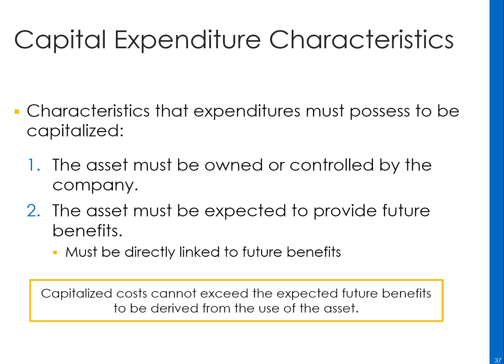But there's a limit. We cannot put everything into the cost of the PP assets. What kind of cost can be added to PP assets? These are the capital expenditures. We call them capital expenditures. They can be added to the cost of those PP assets. How to be a capital expenditure? The asset must be owned or controlled by the company. The asset must be expected to provide future benefit. That's very important.